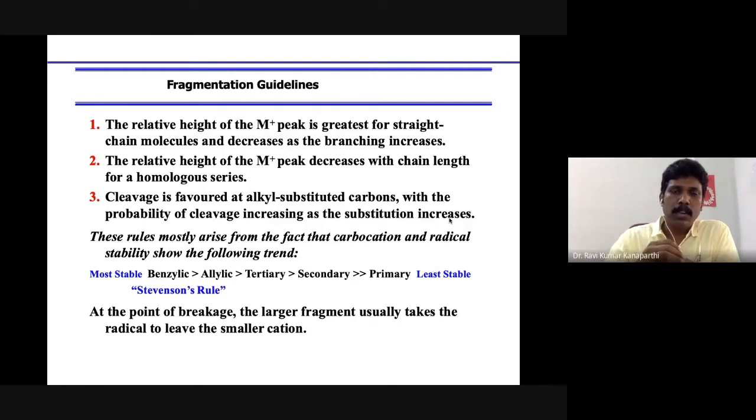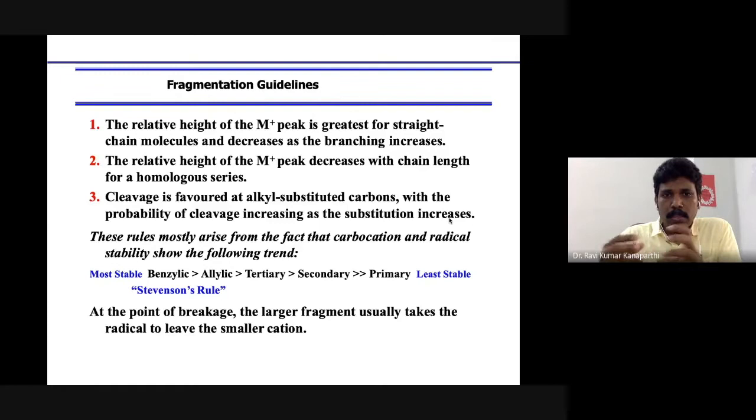That is point number one. The second thing is the relative height of the molecular ion peak decreases with the chain length for a homologous series. What do I mean by this? Suppose you take propane and hexane, both are n-alkanes, a homologous series, right? According to the second principle, the hexane molecular ion intensity is relatively less compared to propane. Okay, so that is point number two.